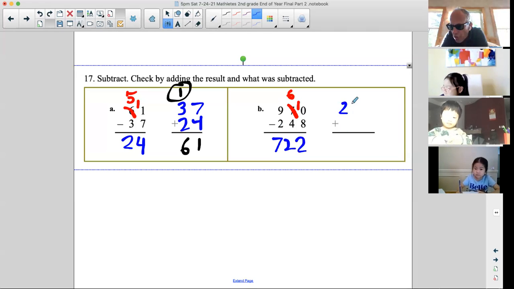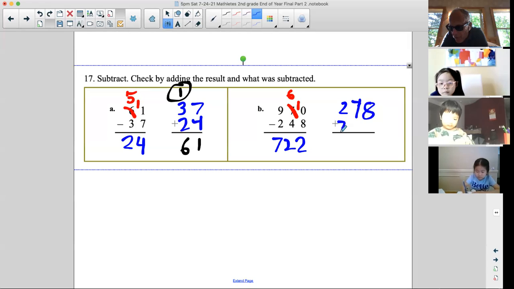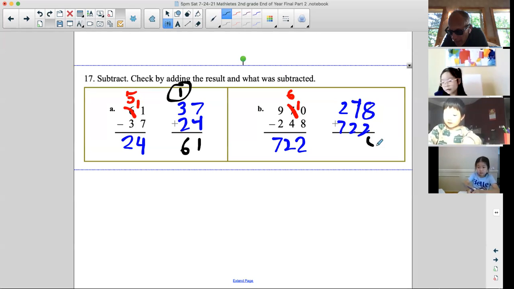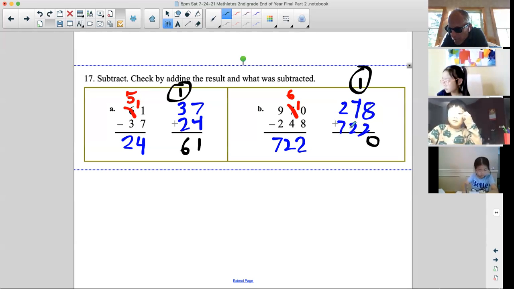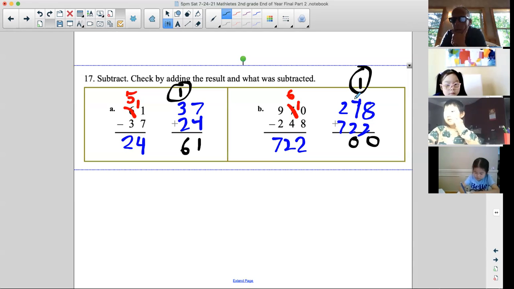So if 248 plus 722 equals 970, we are successful. 8 plus 2 is 10. 7 plus 1 plus 2 is 10. And uh-oh, wait a minute. You know what? Oh, wait a minute, I forgot to carry.